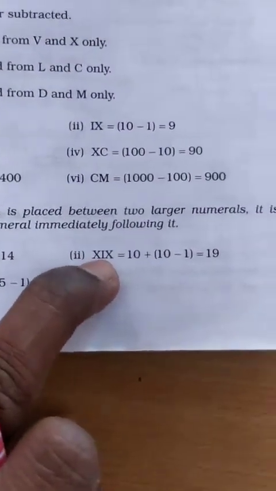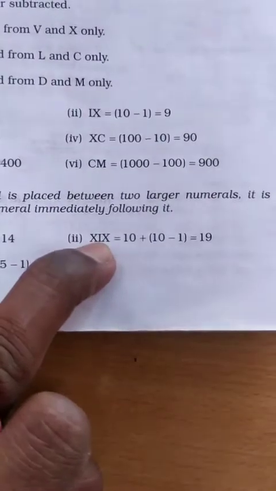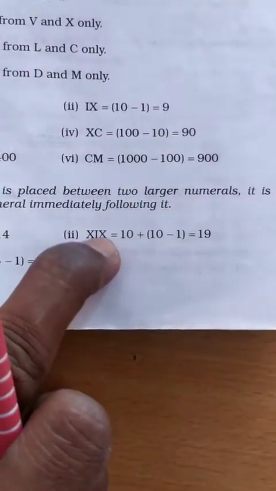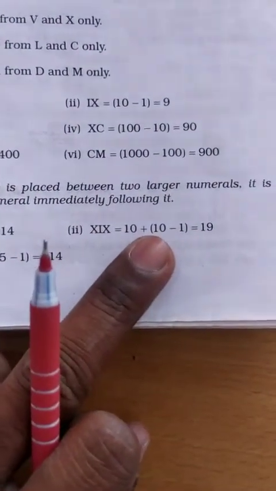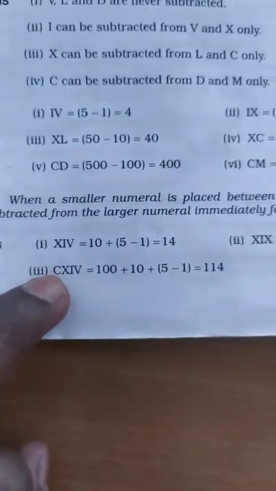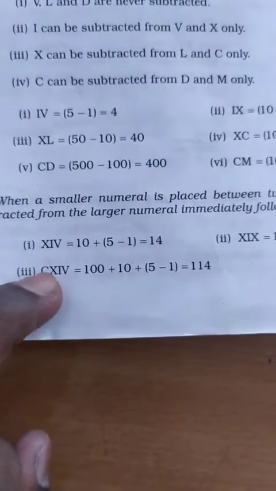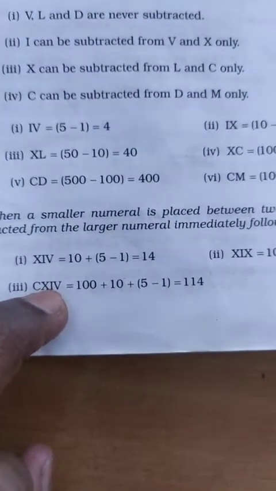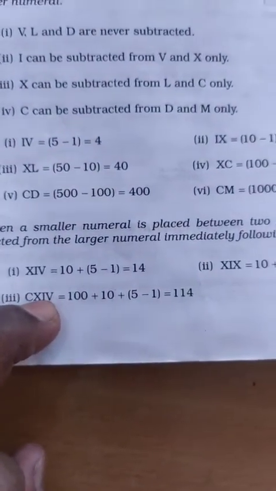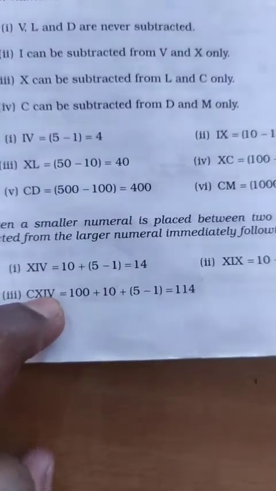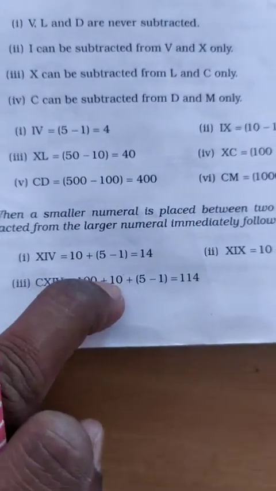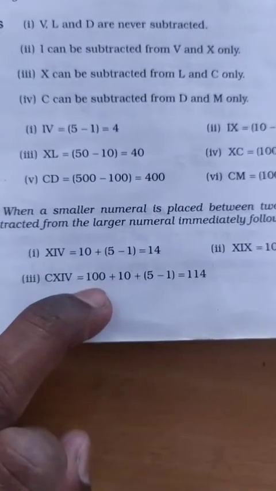Similarly, XIX can be solved. Here I will be first subtracted from the X on the right side. That is 10 minus 1 gives 9, then 10 plus 9 is 19. Similarly, in example number 3, here it is CXIV. Again, I is a smaller numeral than X and V. Then I will be first subtracted from V, that is 5 minus 1, which is 4. Then it will be added to 10, then 100. So it will be 110, and 110 plus 4 makes it 114.